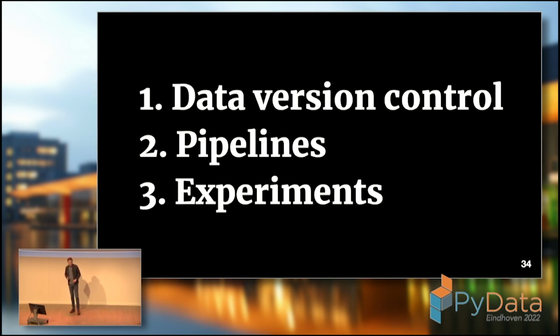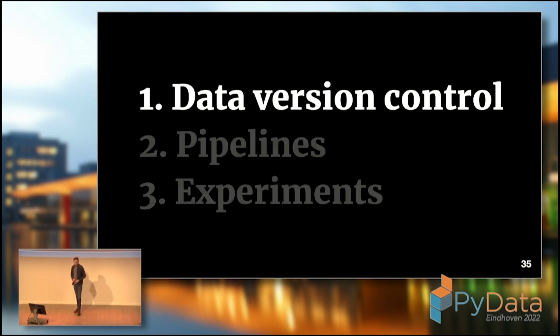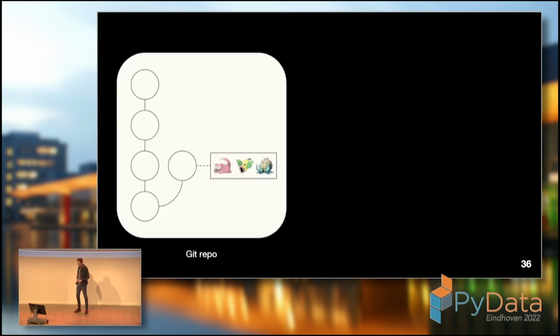DVC consists of 3 major components: data version control, its namesake, the pipelines that we use for our model training, and experiment tracking. If we start with the first one, that's probably the one most of you will know if you have heard of or used DVC in the past.